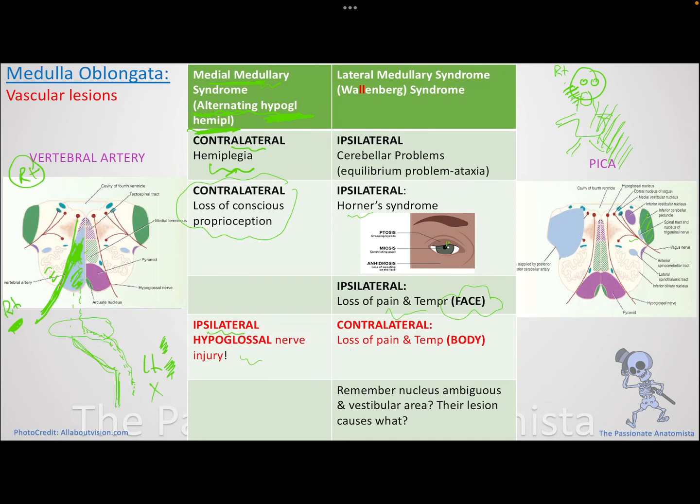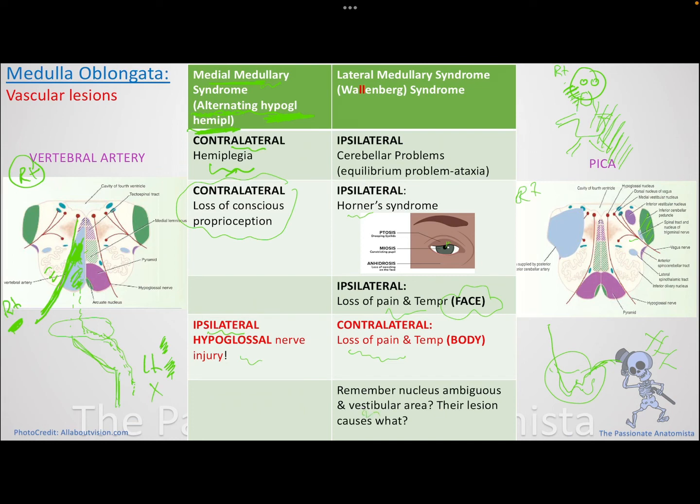Okay, so you have loss of pain and temperature from your body. Why? Because of the same idea here. It has already crossed at the spinal cord level, so it's going to be contralateral. Remember, if that was your spinal cord, it has already crossed. When we had it down here, it had already crossed. So if I have a right side problem, I will lose pain and temperature in the left side of the body. This was already mentioned in the spinal cord.